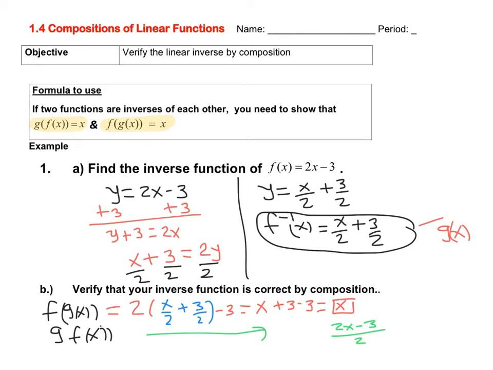and so I'm plugging in the over 2 plus 3 over 2, and I want you to note that this is the same as 2x over 2 minus 3 over 2 plus 3 over 2, and this is going to cancel out, and I'm just left with x. So since I have gotten x in both cases, that means they are inverses of each other.